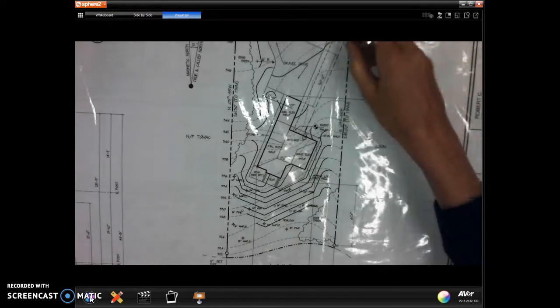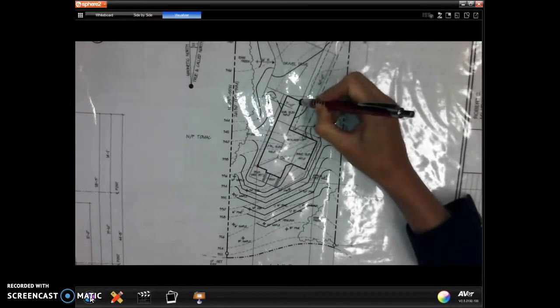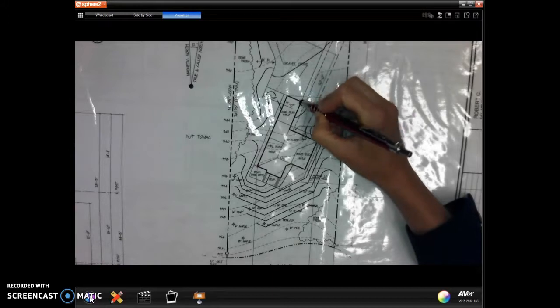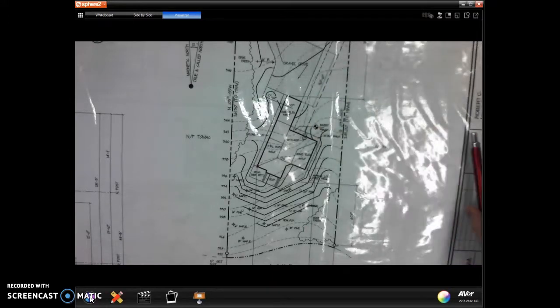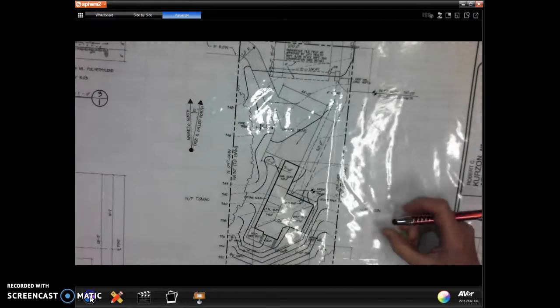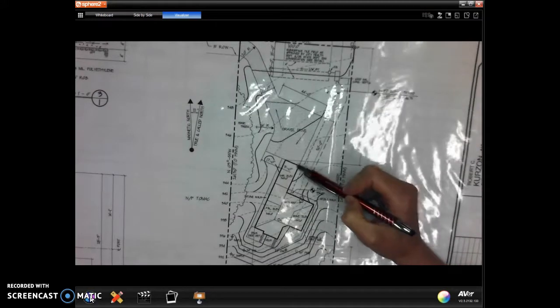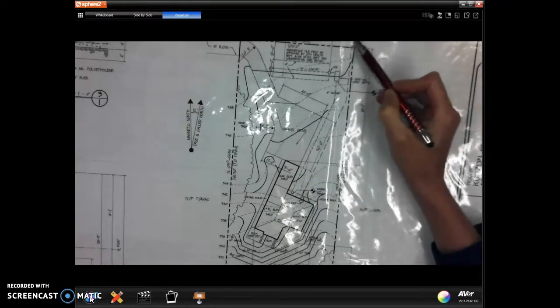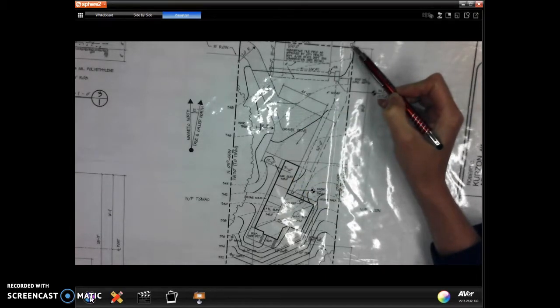Question number 12 says, what is the elevation at the northeast corner of the site? So northeast corner of the site, we're looking over here. Alright, going back to question number 12, what is the elevation at the northeast corner of the site, not the building? So we're coming up here. This is the northeast corner of the site.